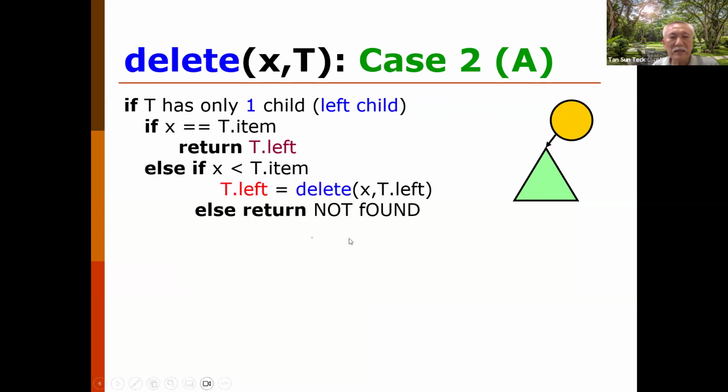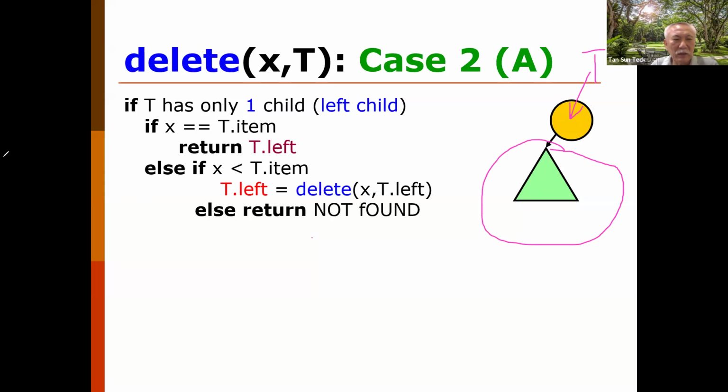Otherwise, if X is less than the T item, then you go to the T left and try to delete the X from the T left. So this is again recursive, right? Because X is smaller than the T item, smaller than this node, and we know that this is T. We know that if it's smaller, it must be inside here, unless it's not found, right? So therefore, you go and delete from T dot left with the same value X, and then you just continue until it is done.